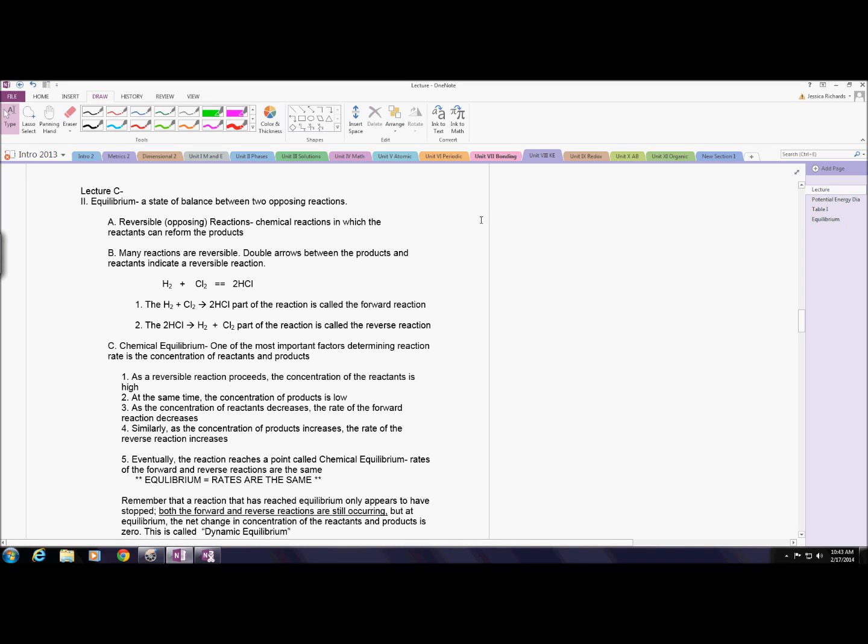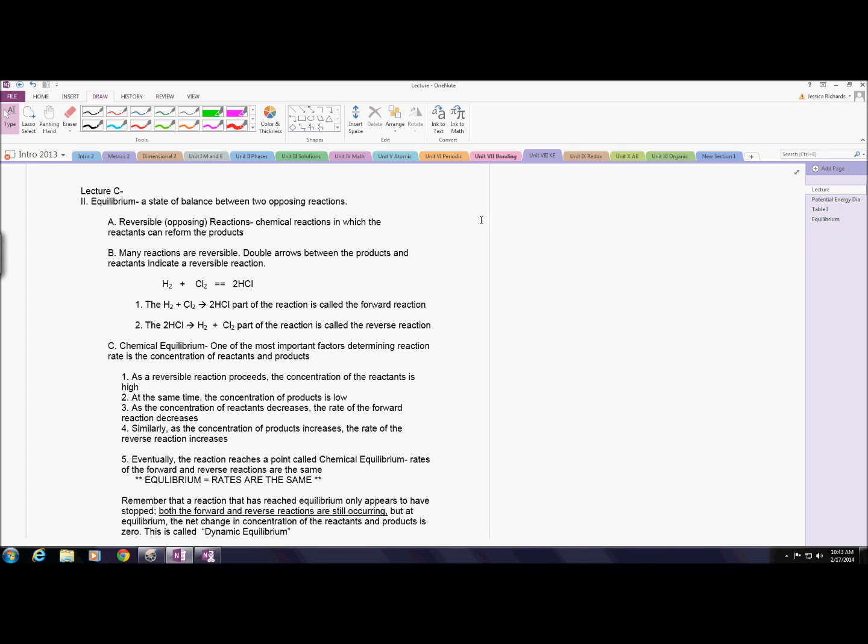In order to have an equilibrium reaction, you have to have a closed system where all of your reactants and products stay in the system. If something is producing a gas, it's going to have to be in a sealed container, because if the gas can escape, then you've lost part of your reaction. It will do what we call going to completion.